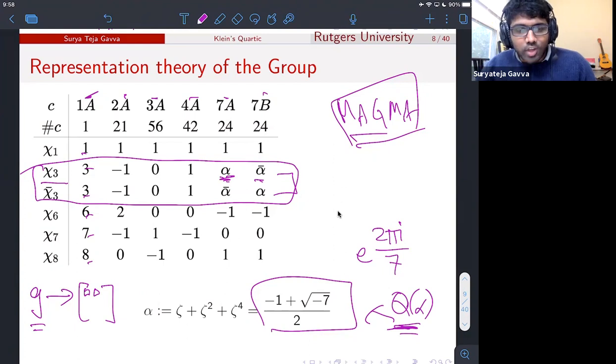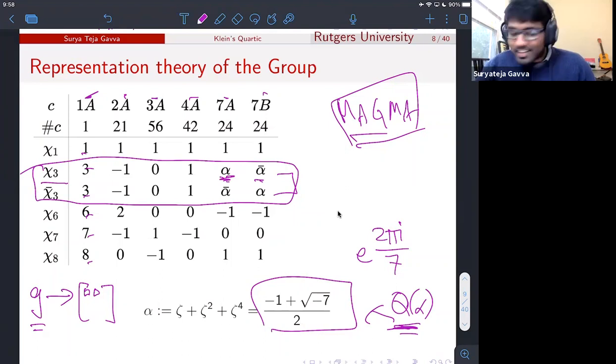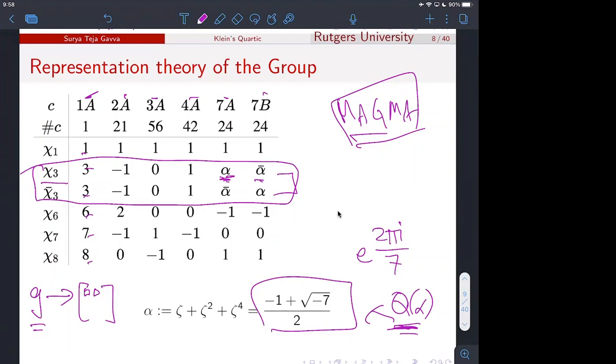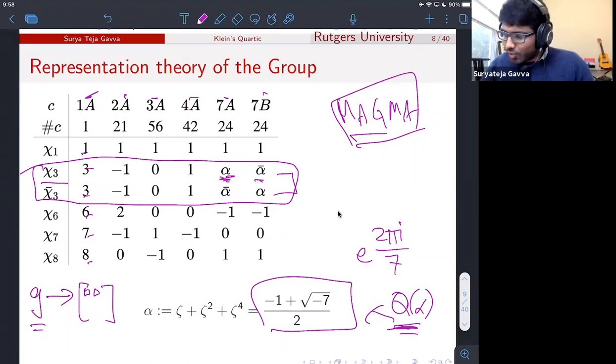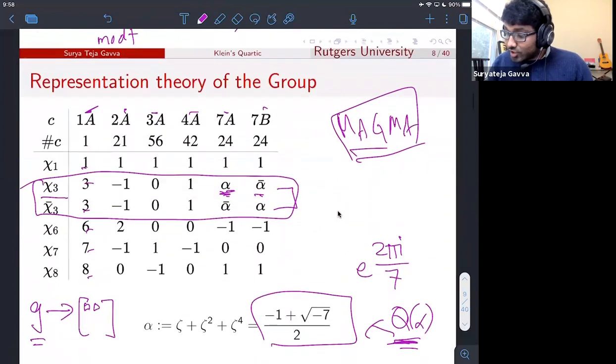Okay. So I mean, I didn't write. These are the representations of complex numbers. But your previous descriptions show the representations over F7. Oh yeah, that's also true. There are representations over F7 and F2. We'll see that, in fact.